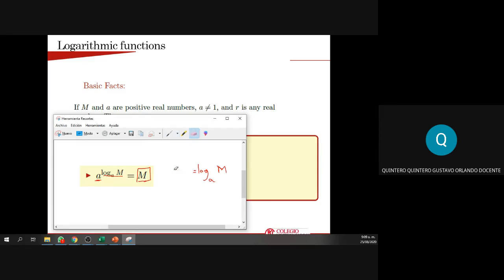So look at that. What is the exponent? Logarithm to the base a of m. And that is the same. Same thing to the left, then to the right. We are writing exactly the same. So this is a nice trick.